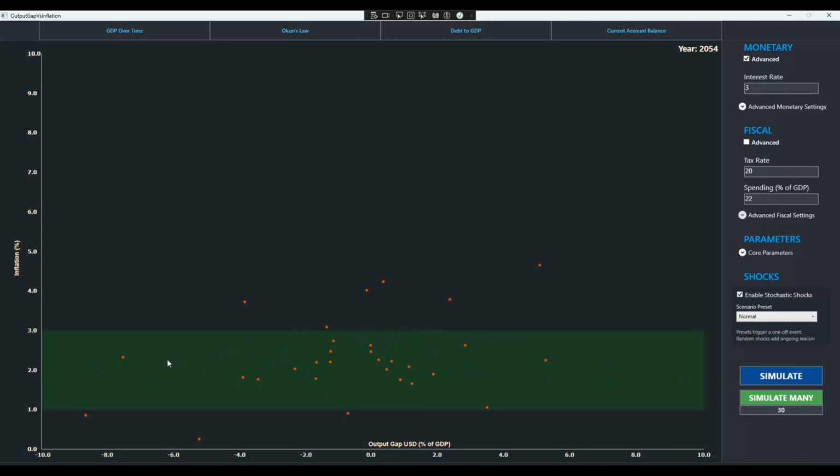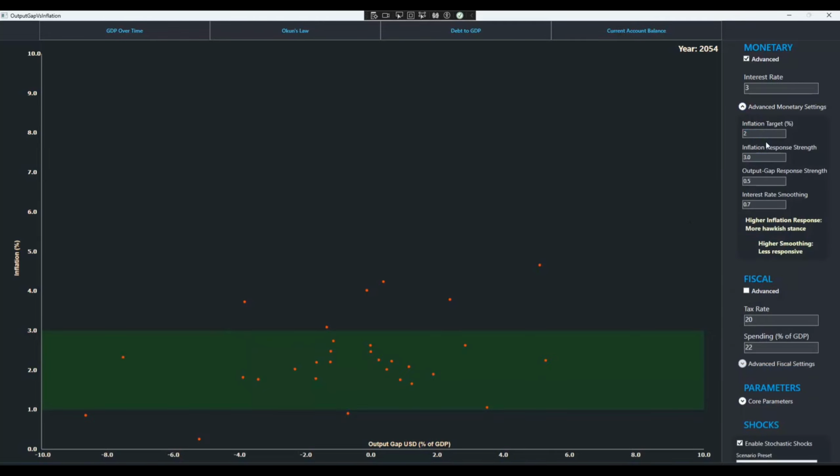And as you can see, a bit more than 50% of the points are lying within this 1 to 3% region here. We can compare this to the other one. We can count the points which are not within the region. So we have 1, 2, 3, 4, 5, 6, 7, 8, 9. 9 points which lie outside the region with a 3% inflation response strength.